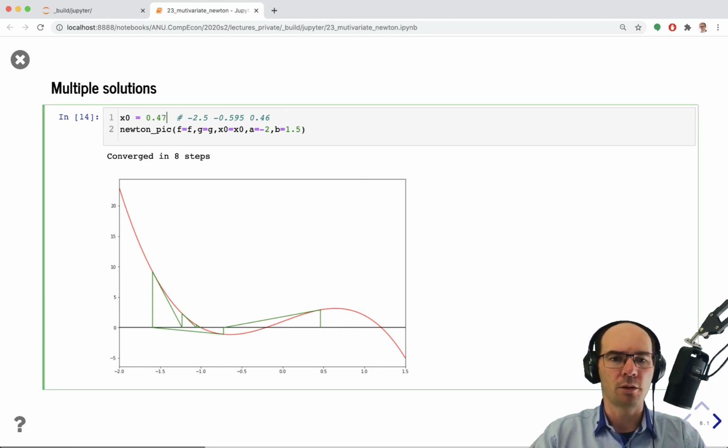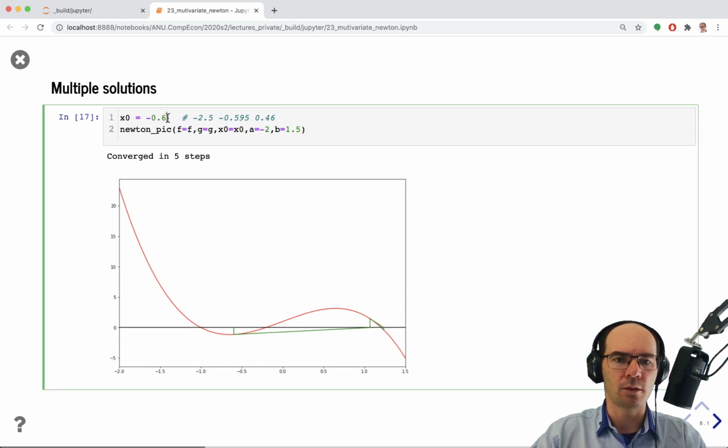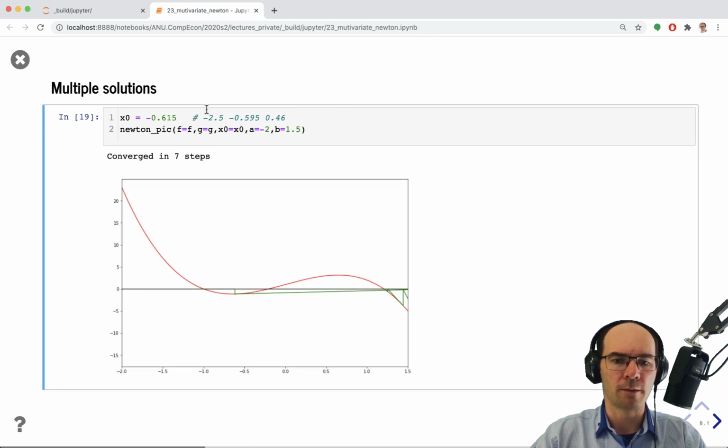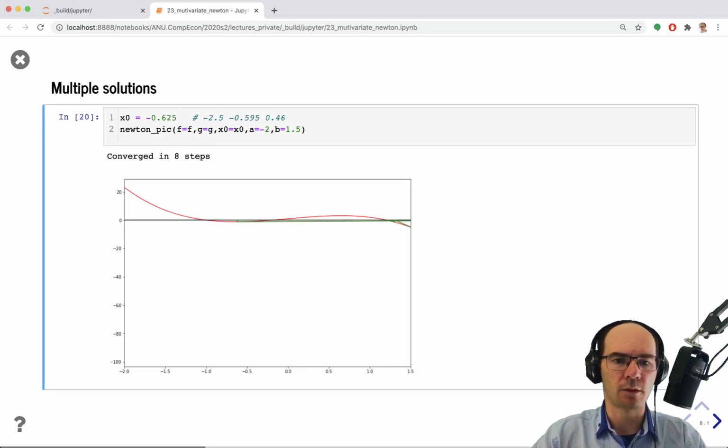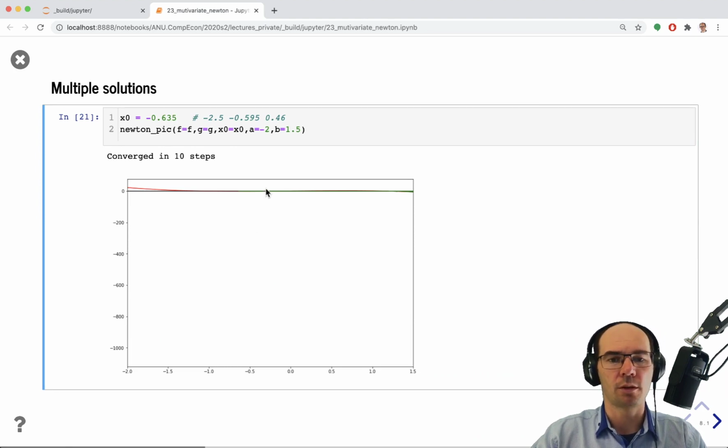Let me demonstrate. Point 47, we're still in that root. Well, let me take this one. So you can see we've converged here, but if I change it just a little bit, so to say 0.6, maybe 605, you can see where it's going. Oh, now we shoot away very, very far. Okay, and the number of steps also increases.